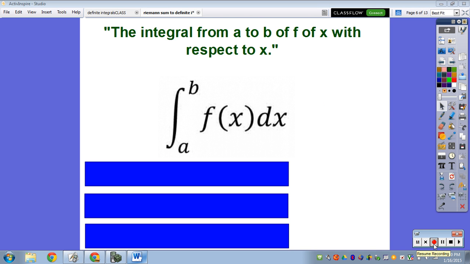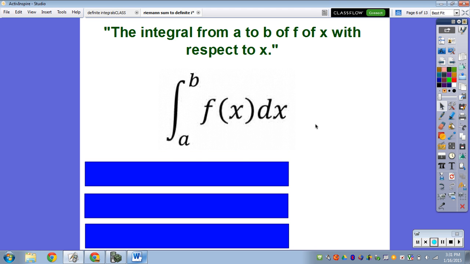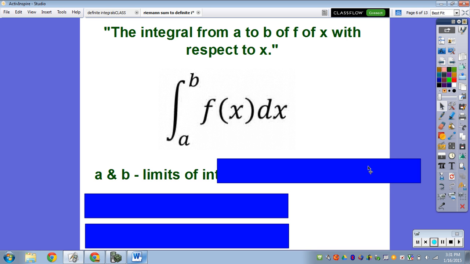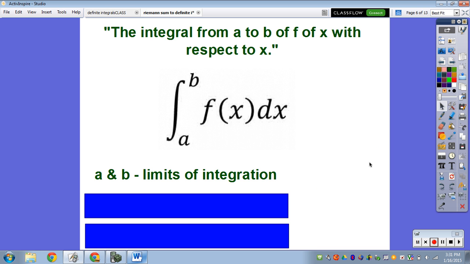So just a little information about what to say when we are talking about this notation. This statement here, when written this way in integral notation, the way we read this is we say the integral, the symbol, from a to b of f of x with respect to x. So similar to derivative language. And a and b are referred to as your limits of integration.